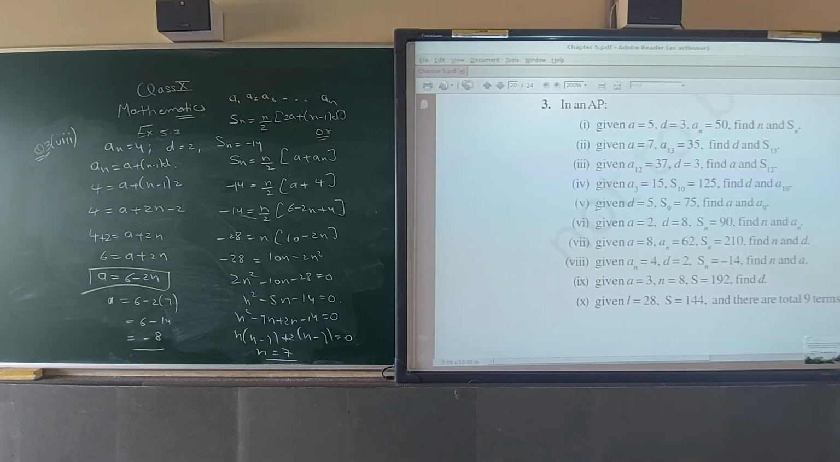Now 9th part. A is given, N is given, S is given. D we have to find. A simple question is there. Put the formula of Sn is equal to n by 2, 2a plus (n minus 1) d, and you can find the value of d.